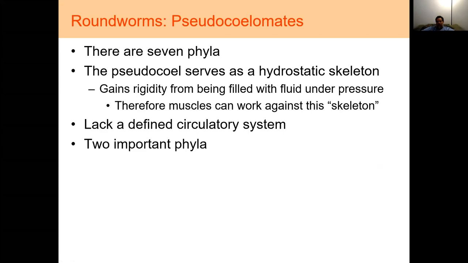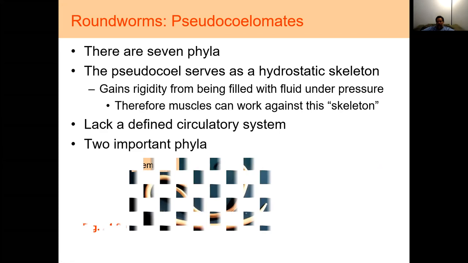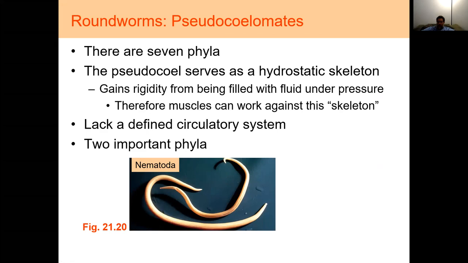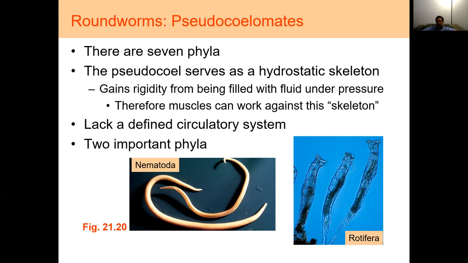They lack a defined circulatory system, so they don't have veins and arteries and things like that. There are a couple of important phyla, and those include the nematodes, which are extremely prevalent. Some are free living, some are parasites, and we'll hit on a little bit of both of those. And then there are also rotifers, which are found in freshwater streams attached to rocks, and they can filter feed.